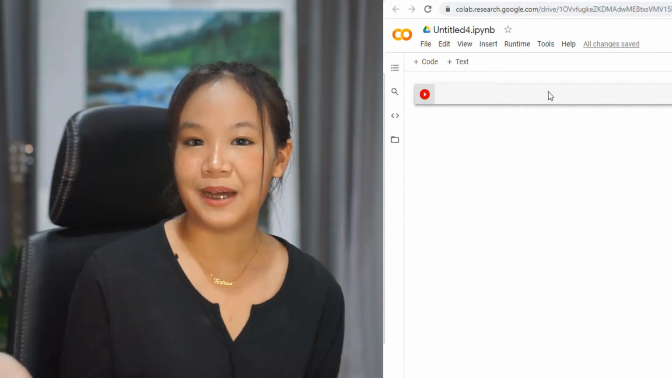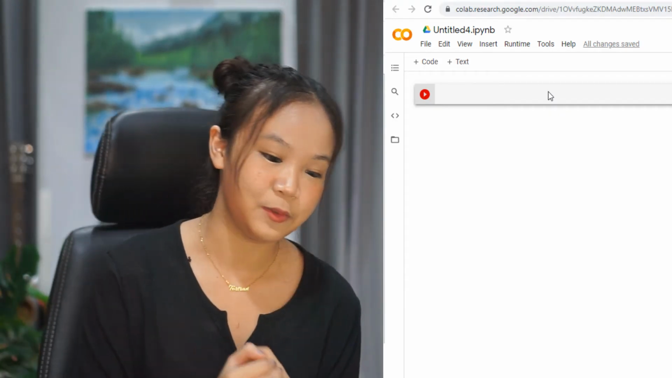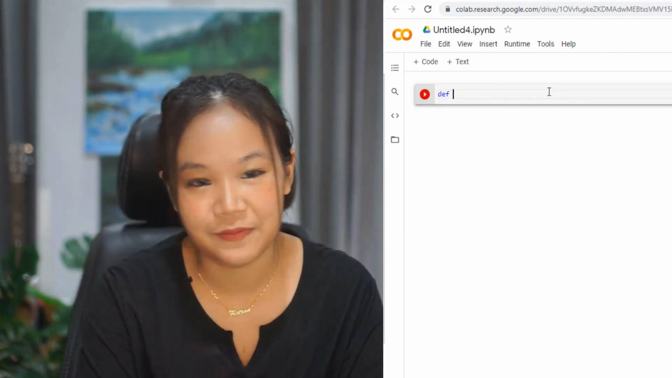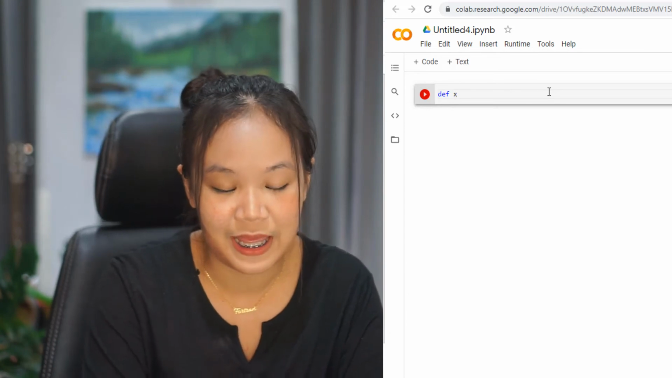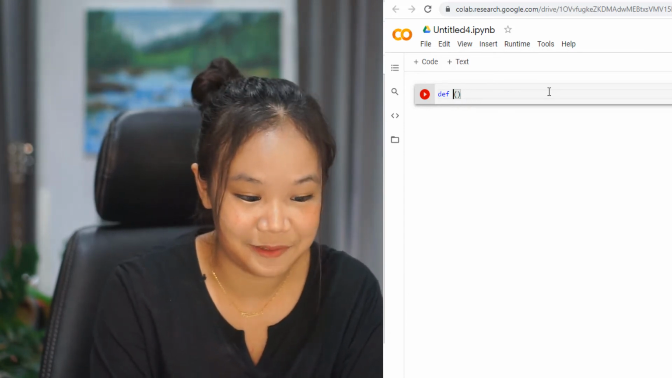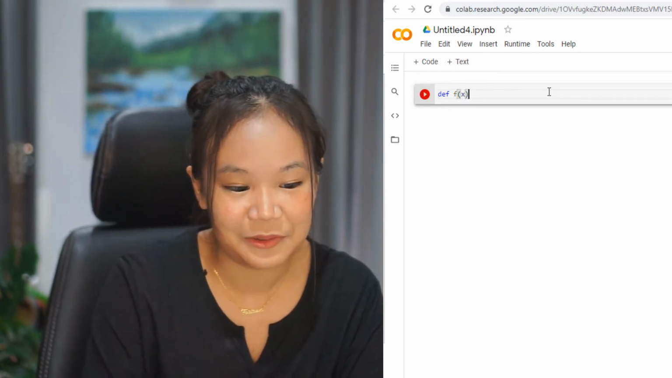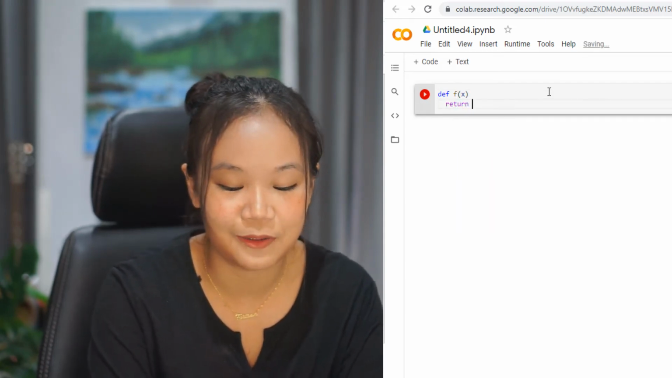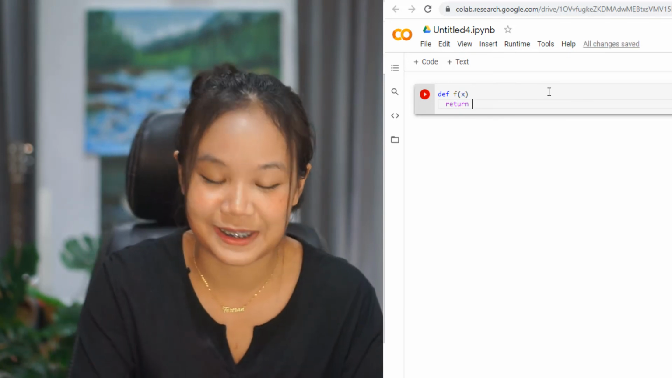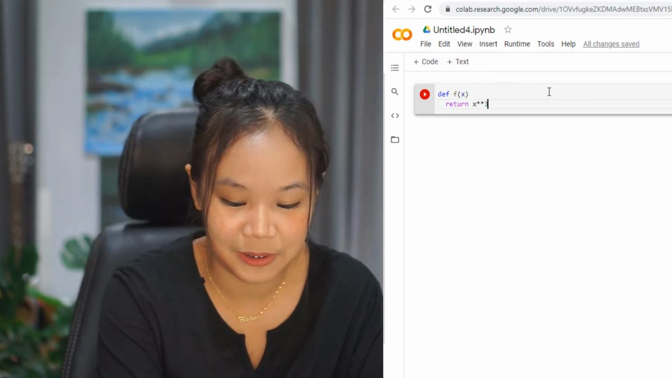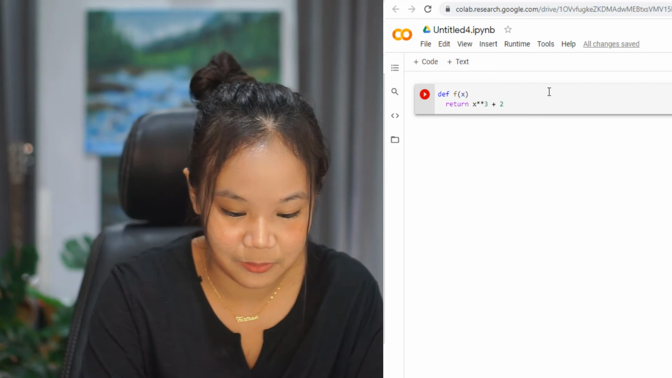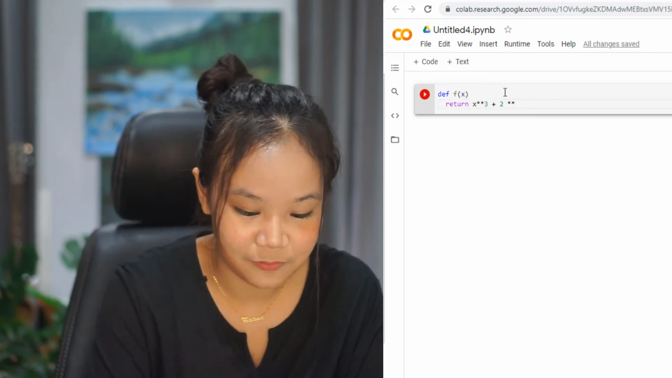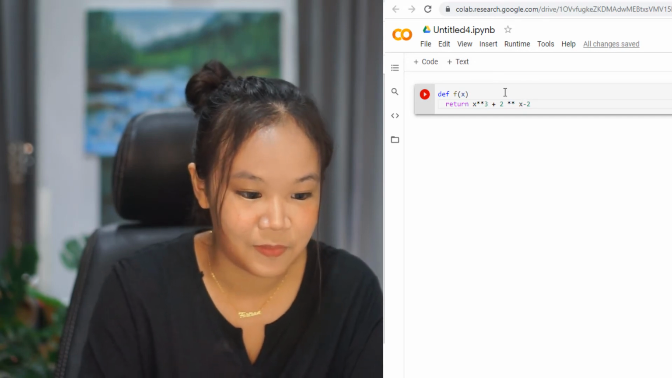So welcome to Python, and today I'm going to use a Colab by Google. First of all, I'm going to have the def, the definition of something, and that def stands for a function of x. Our function of x, or any function, has to return something. In this case, we want to return an equation, and our equation is x to the power of 3 plus 2 to the power of x minus 2, right?